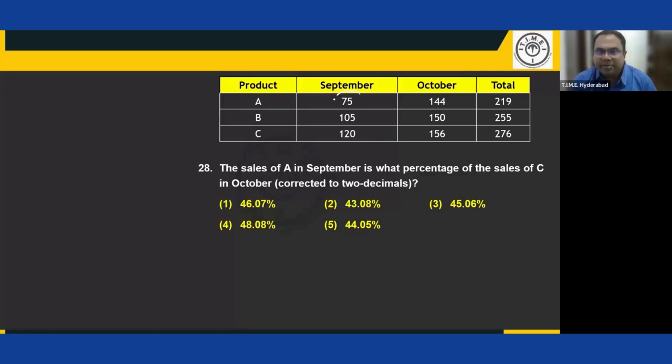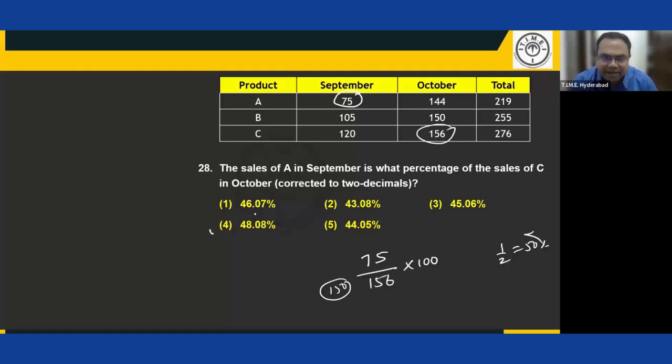Sales of A in September 75 is what percentage of C in October? It is straight away 75 by 156. If it is 150, it will be 1 by 2, 50%. 156 is more than 150, so my answer should be slightly less than 50. Among the options, I can say the fourth option. No need to simplify. Don't waste your time. 75 by 150 would be 1 by 2, 50%. 156 means it has increased. Denominator more means the answer should be slightly less than 50%. Correct, Bharadwaj.